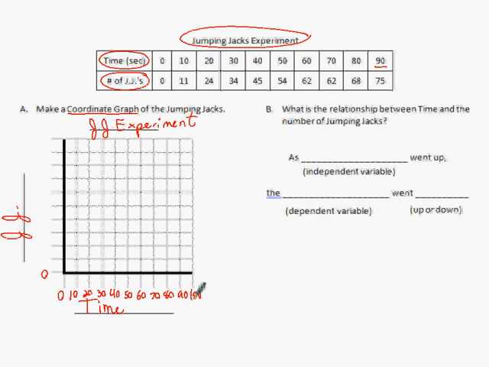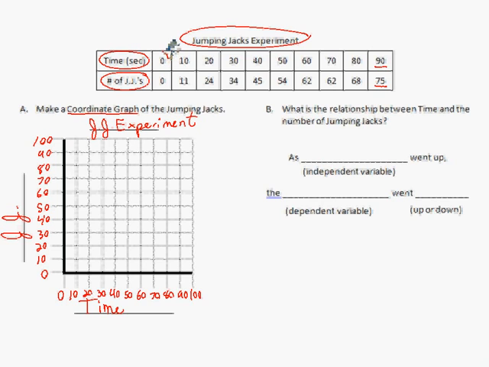Number of jumping jacks needs to go up to 75. Well, it's close to 100. I'm going to count by tens again. 10, 20, 30, 40, 50, 60, 70, 80, 90, 100. Now, 100 is higher than 75. Once again, if you go higher, that's okay. Now we have to look at our coordinate pairs.